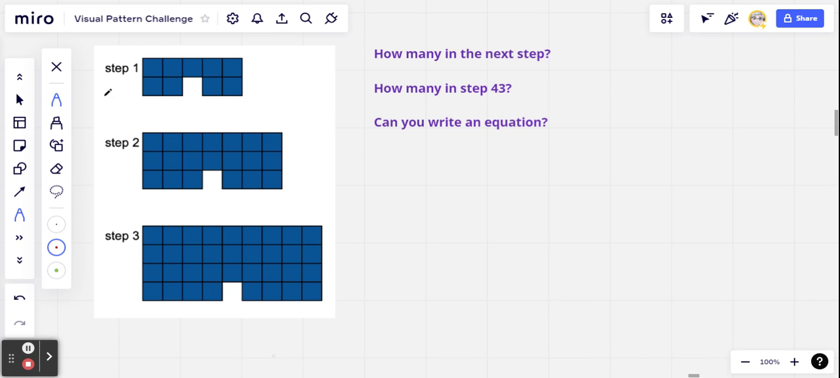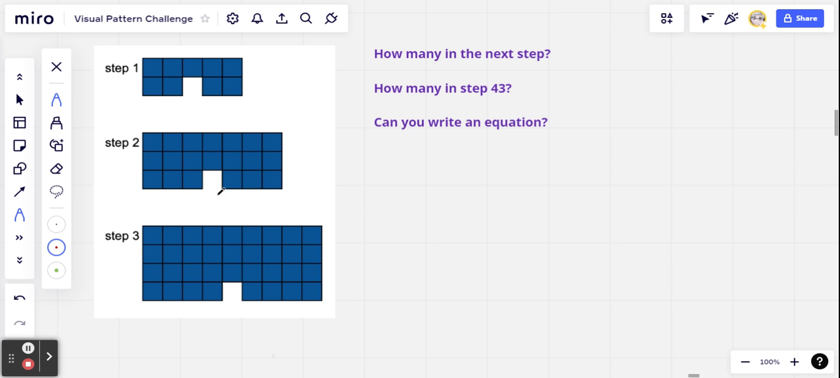Here's our pattern today. Here's step 1, here's step 2, here's step 3, and your challenge is to predict the number of squares in step 4. If you can do that, can you predict the number in step 43? And can you write an equation that could be used to predict the number of squares in any step at all? So that's the challenge today. If you'd like to accept it, pause the video and see how far you can get.